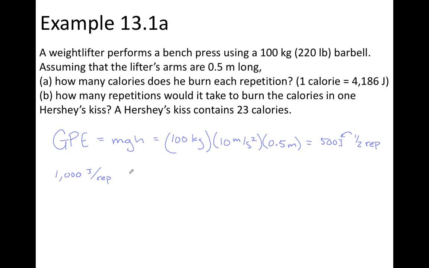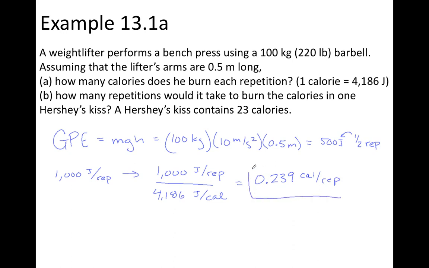And we can convert this into calories. So 1,000 joules per repetition. If I divide that by 4,186 joules per calorie, this is going to tell us how many calories per repetition. And don't let this depress you. It's a little under 1/4 calorie per repetition. Right? Hardly seems like anything, right?